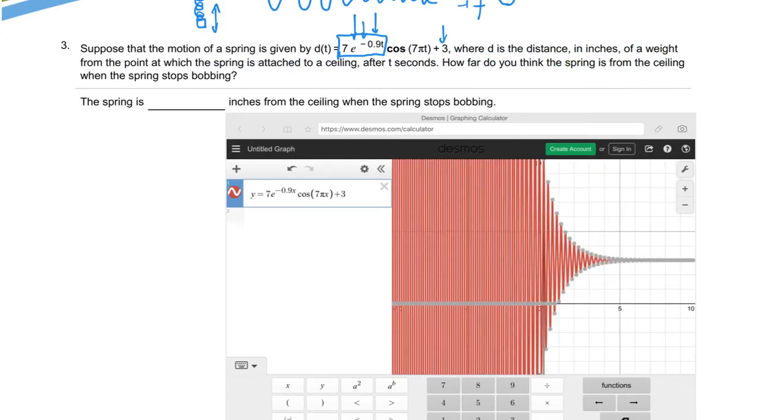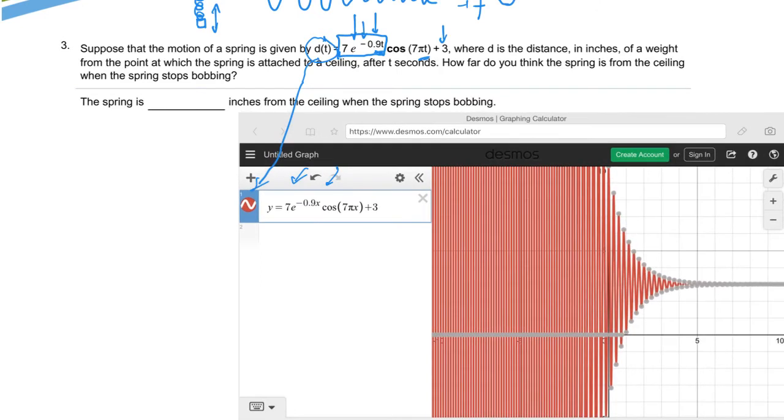Okay, here's what I got when I graphed it. It looks a little crazy. Now, notice that I typed it out, and instead of a d of t, I just put in a y, and instead of putting a t in here and in here, I put x's for each of those things. But let's explore this graph a little bit.